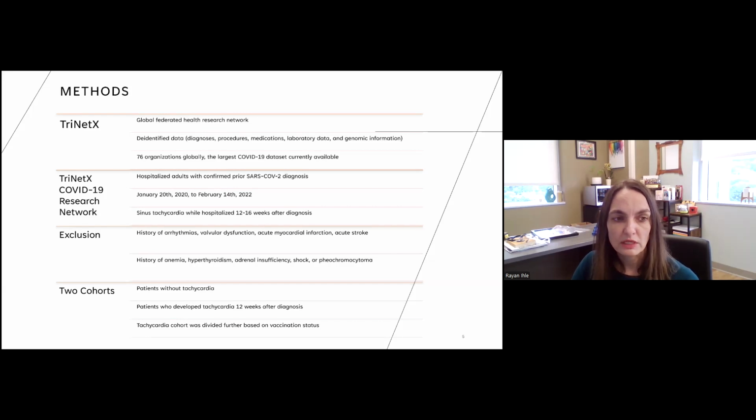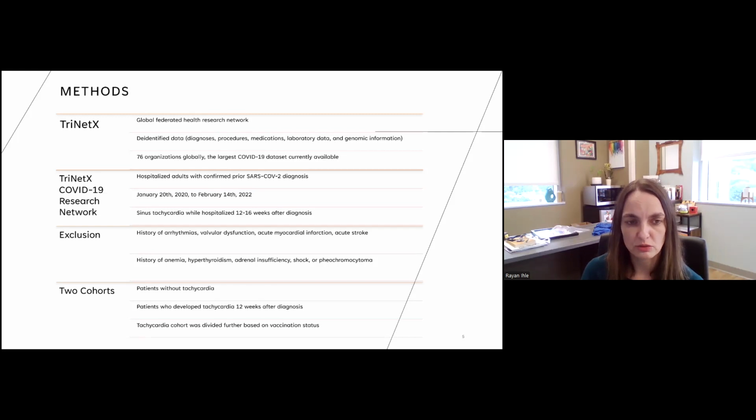In the TriNetX COVID-19 Research Network, we queried the network looking for hospitalized adult patients with a confirmed prior SARS-CoV-2 diagnosis, confirming it with a PCR laboratory evaluation. Our subset of patients included patients from January 20th, 2020 to February 14th, 2022. And we wanted to ensure that they had sinus tachycardia while hospitalized between 12 to 16 weeks after their initial diagnosis.